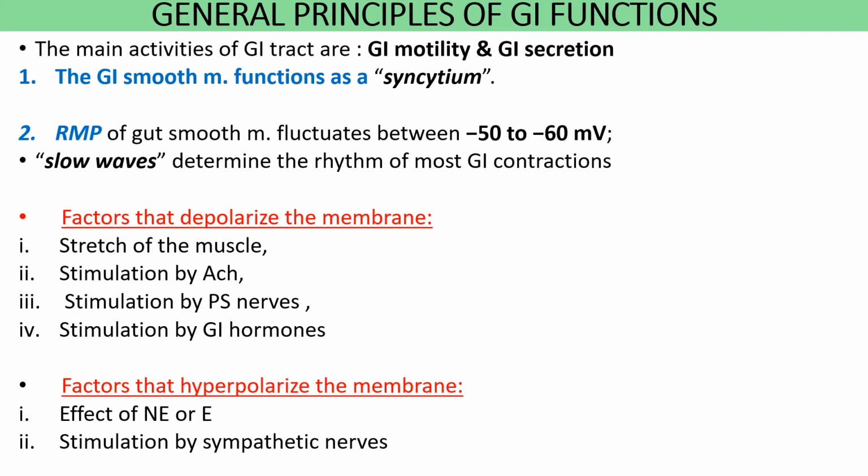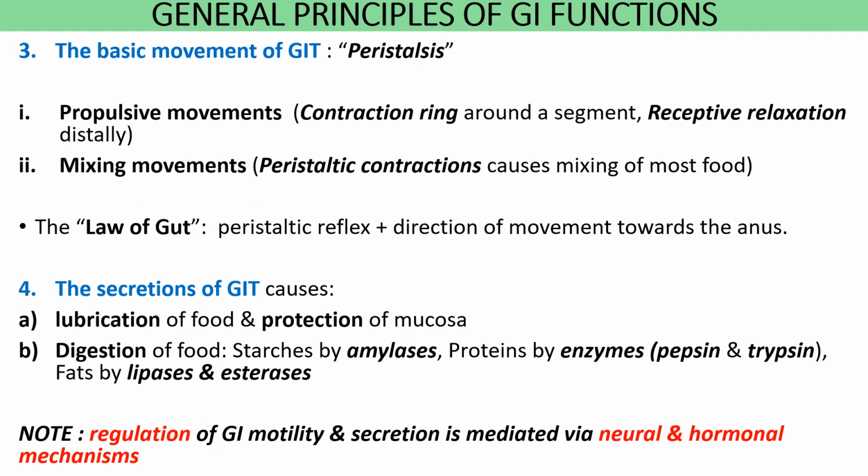Now, what are the factors that hyperpolarize the membrane? That is causing the opposite effect. So, the factors are the effect of epinephrine or norepinephrine, that is adrenaline, or stimulation of the sympathetic nerves. Both of these factors will cause hyperpolarization of the membrane. Thus, there will be no generation of spike potentials and there will be no activity of the muscles of the gastrointestinal tract. The third basic principle of the GIT is the basic movements it has.